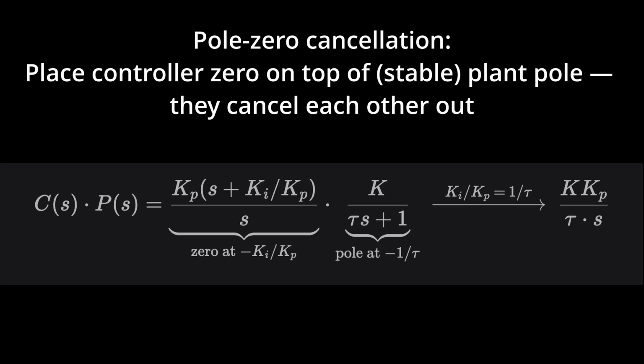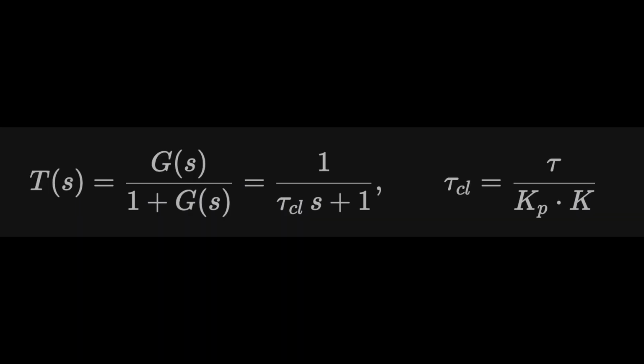The PI controller has a zero at s equals minus ki over kp. We place it on the motor's pole at s equals minus 1 over tau. They cancel and the open loop collapses to a pure integrator. The closed loop then becomes T of s equals 1 over tau closed loop s plus 1. Tau closed loop is our free design knob.